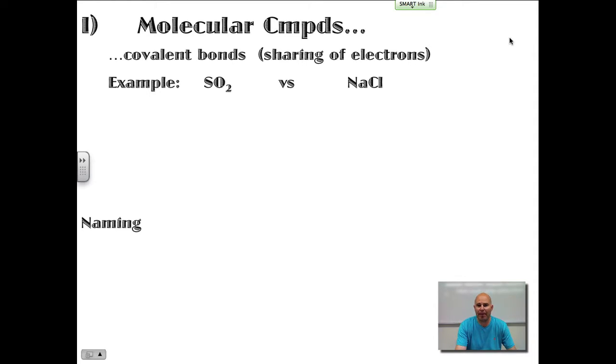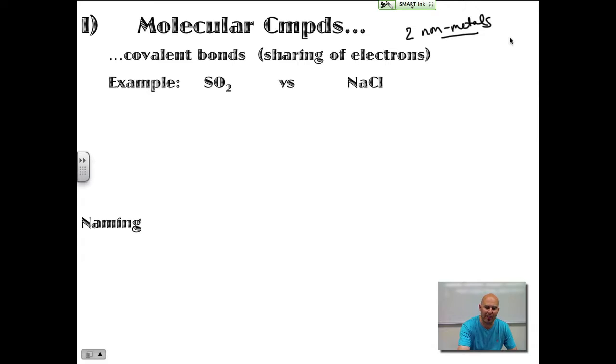So the way that we name these is different. I'm going to put this up here as well: two non-metals together. Now naming it is different, and the reason it's different is because it's not a loss or gain of electrons, or in other words, the positives and negatives balancing each other out. Then these things can form multiple compounds with the same two elements getting together.